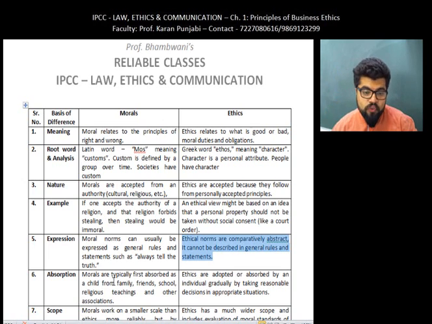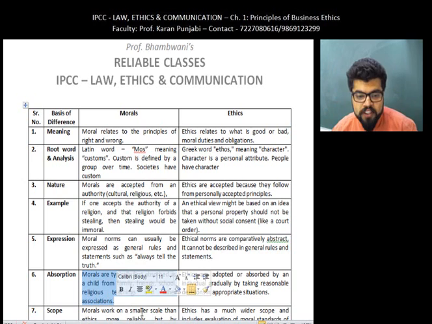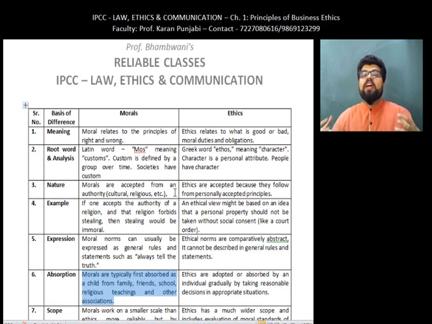Now we see from where these morals and ethics are adopted. Adopted, that means absorption. From where do you get it? When we talk about morals, they are typically first absorbed as a child from the family, friends, school, religious teachings and other associations. So as we know that it is always derived by a group of people and it is customs which are derived from group of people and that is how you adapt those morals.